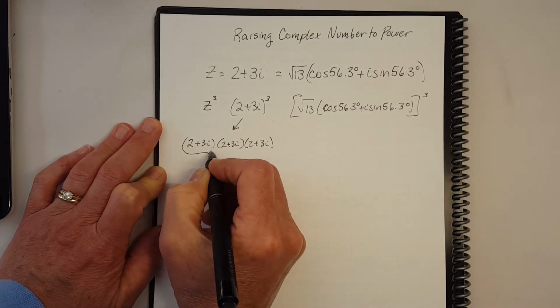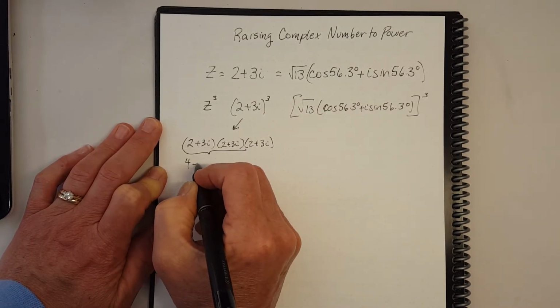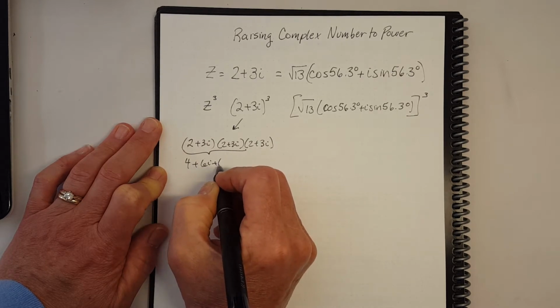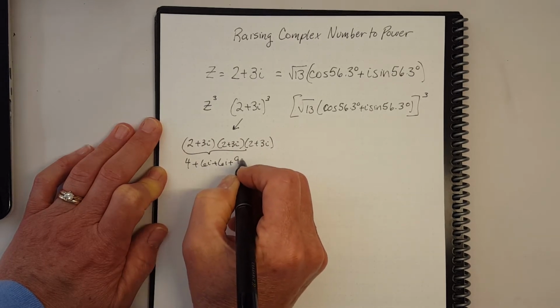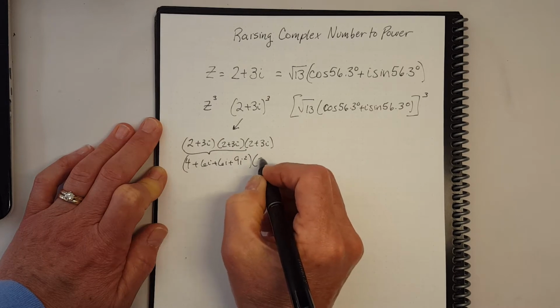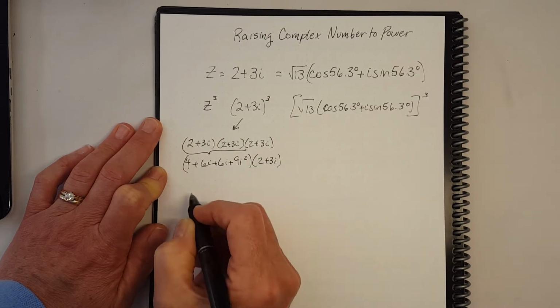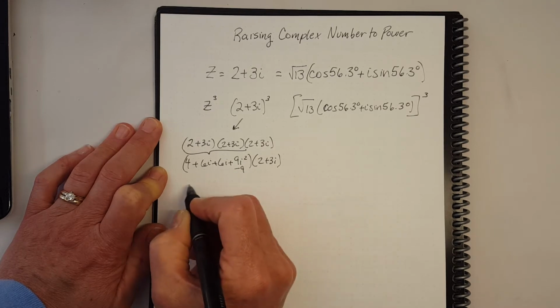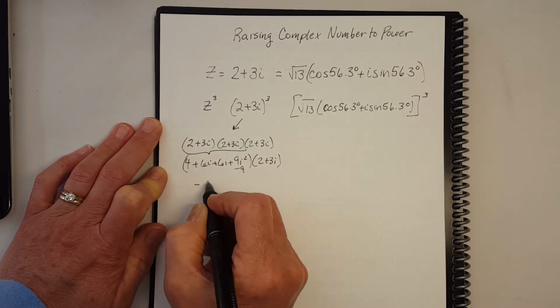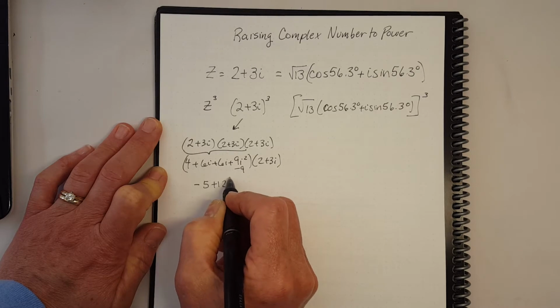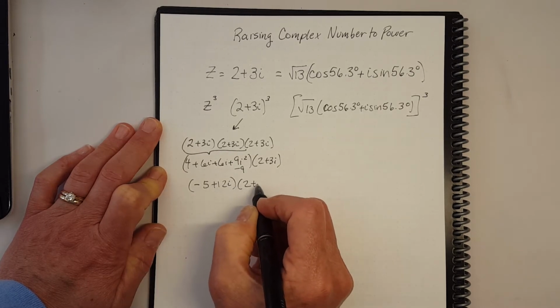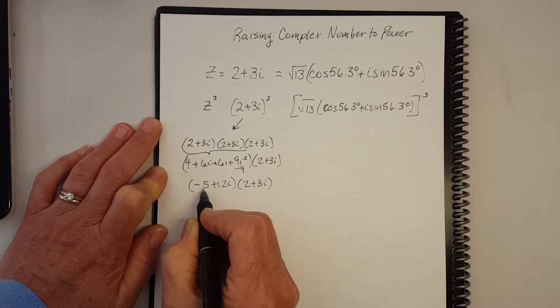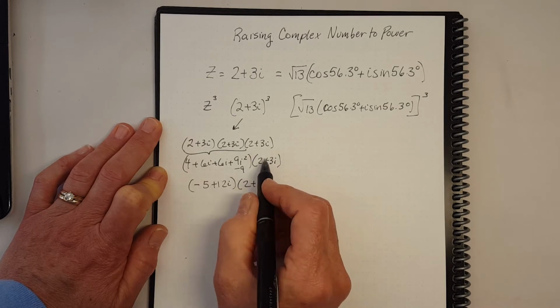And so I have to FOIL these first two out. So I would get 4 plus 6i plus 6i plus 9i squared, times 2 plus 3i. Now remember, this i squared makes this a minus 9. So if I combine 4 minus 9, I get minus 5 plus 12i. And then I have to FOIL again, because I have to multiply by the third one of these.